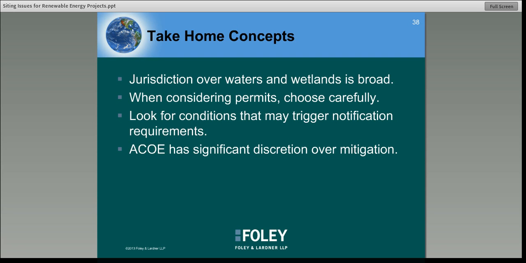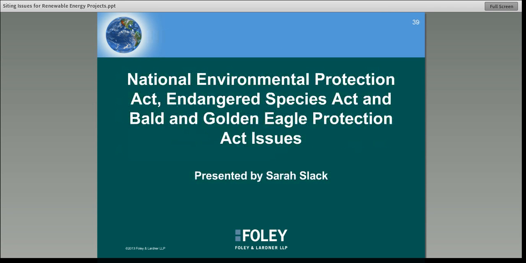And when mitigating for impacts, advanced coordination with the agency can really minimize delays over choosing the right mitigation strategy. And that's all I have for today before I turn it over to Sarah Slack.